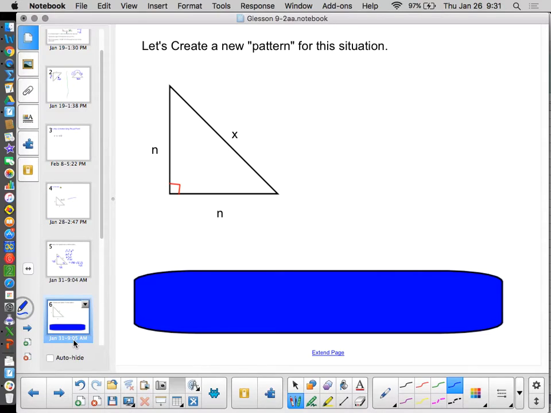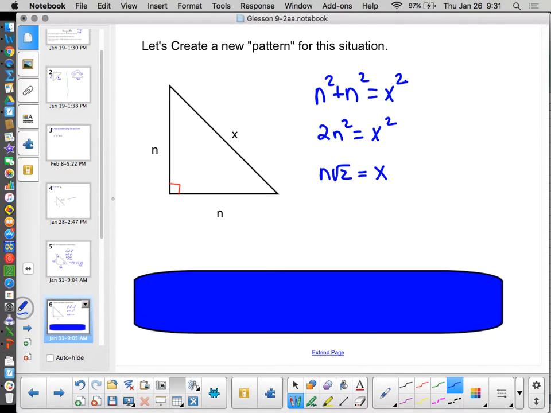But instead of just finding the sides, we could also learn a second pattern. And sometimes finding a second pattern is really useful. So let's work at this. So n squared plus n squared equals x squared. We know that. So 2n squared equals x squared, or n root 2 equals x. We already learned that. We did that pattern already. But what if x is my known value? What is n going to equal?